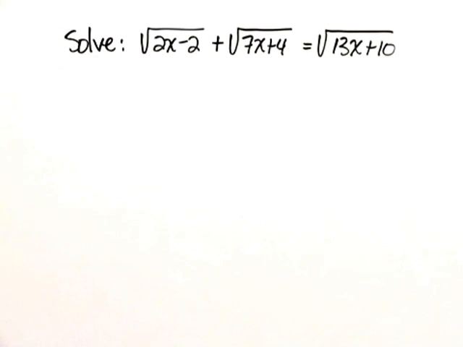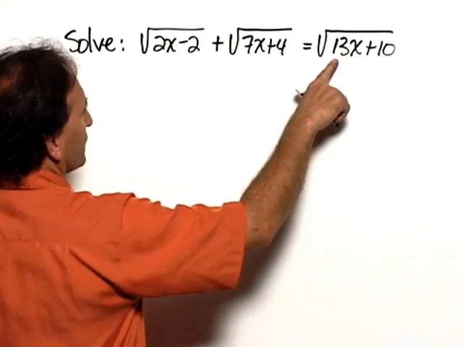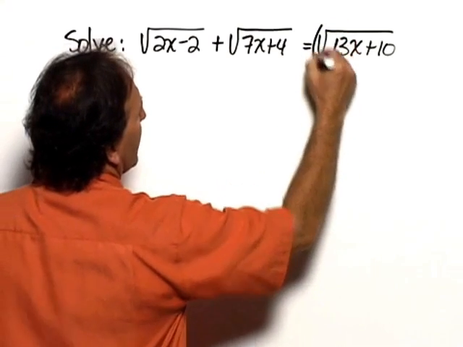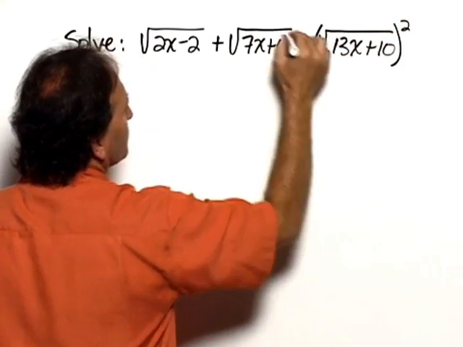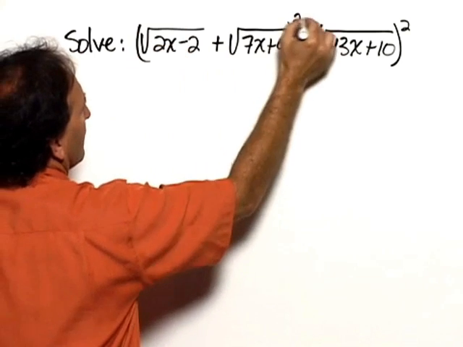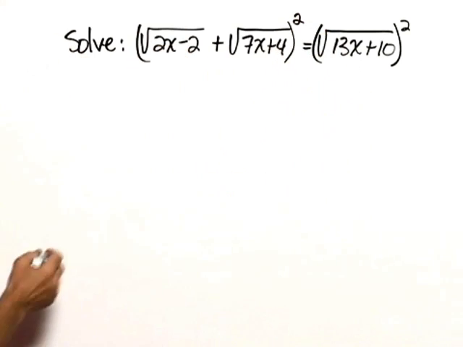Solve. The square root of 2x minus 2 plus the square root of 7x plus 4 equals the square root of 13x plus 10. We have three radicals here, but one of them is already isolated. So what we'll do is square both sides, which will eliminate the radical on the right-hand side.